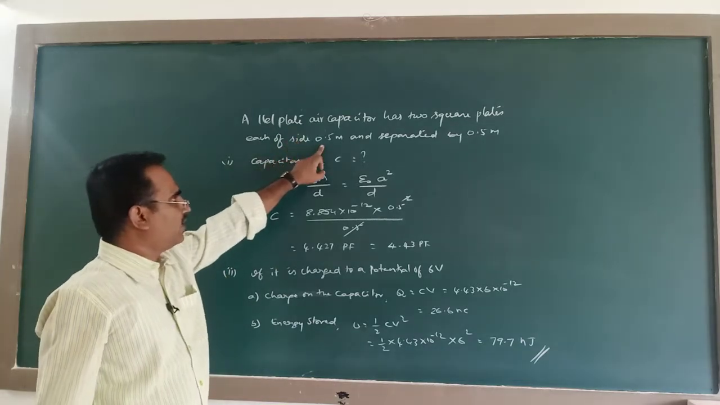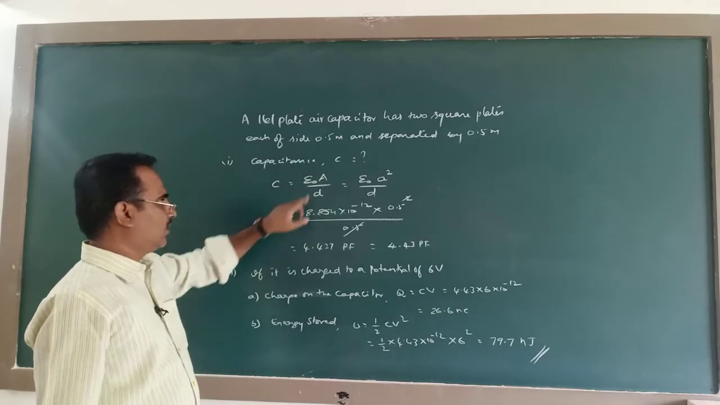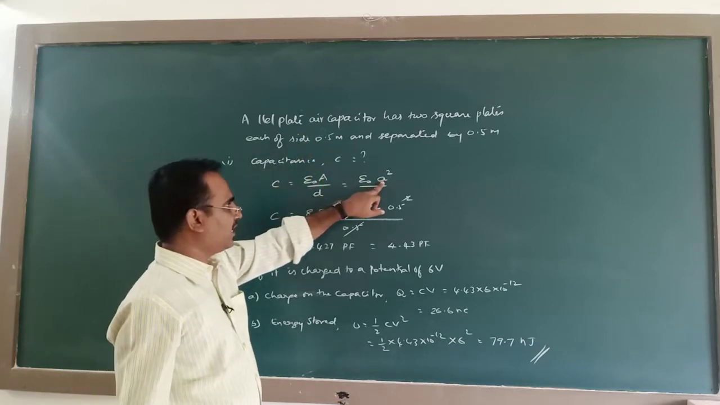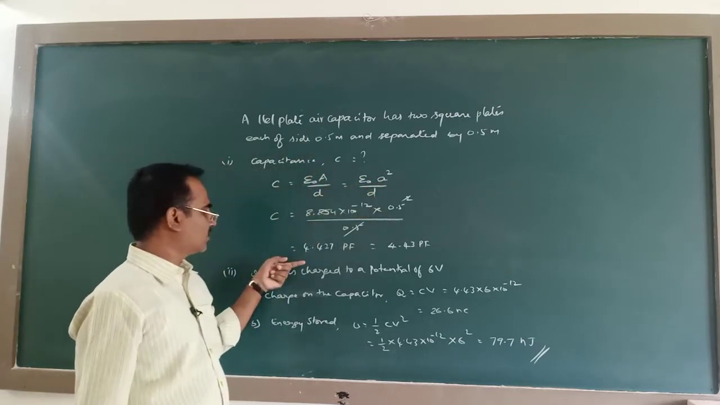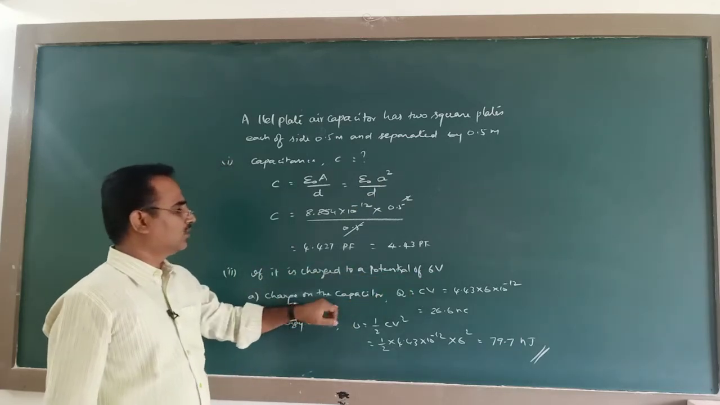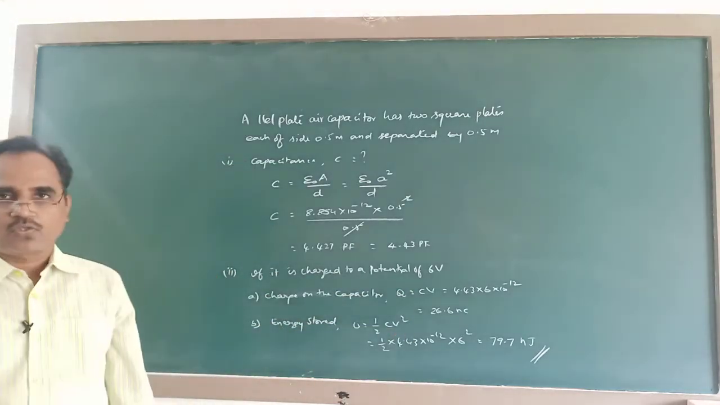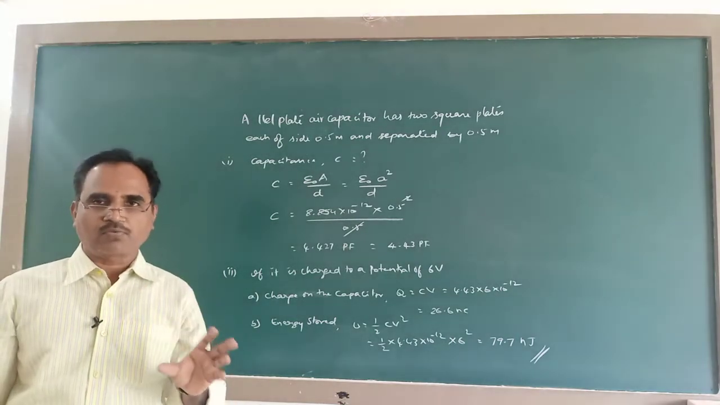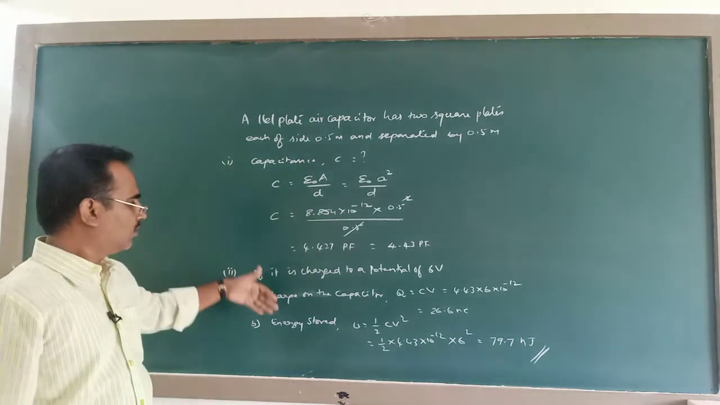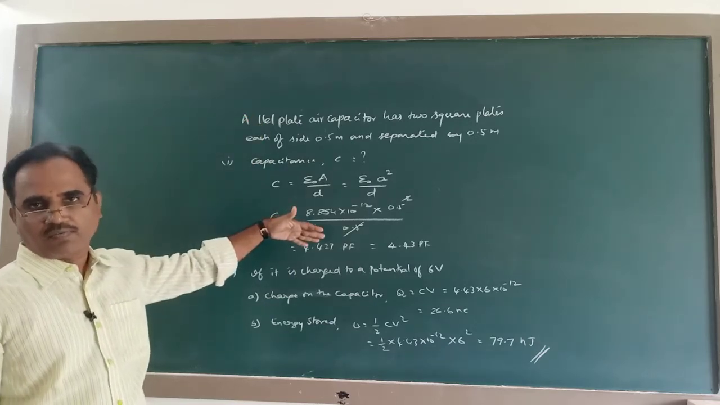Side of a square plate is given, separation is given, you are asked to calculate capacitance. This is the formula. A stands for area of each plate. For a square plate, if a is the side, area becomes a square, so you will get capacitance. Afterwards, when it is charged to 6 volt, you are asked to find the charge. This charge is C into V, and energy stored, this one. These types of simple substitution problems will be asked in the board examination. If you know this formula, then from the data you substitute values in the formula and you get the answer.